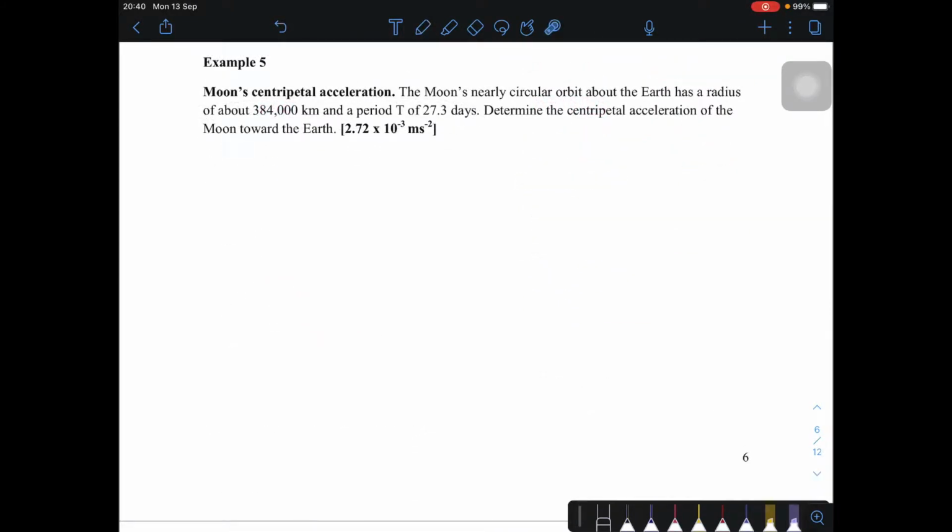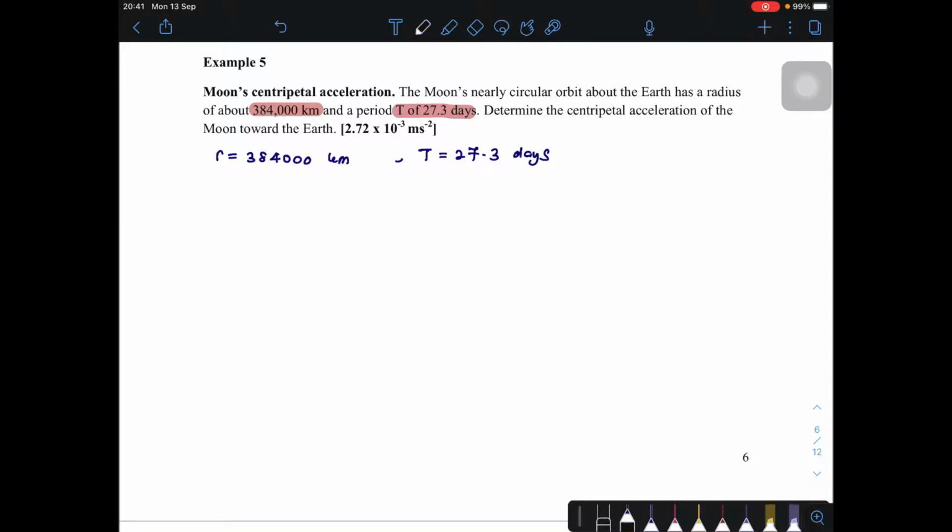Okay, now let's look at example 5. The moon's nearly circular orbit about the Earth has a radius of about 384,000 km and a period T of 27.3 days. Determine the centripetal acceleration of the moon towards the Earth. So what we have here is the radius, which is in kilometer, and the period of the moon, which is 27.3 days.